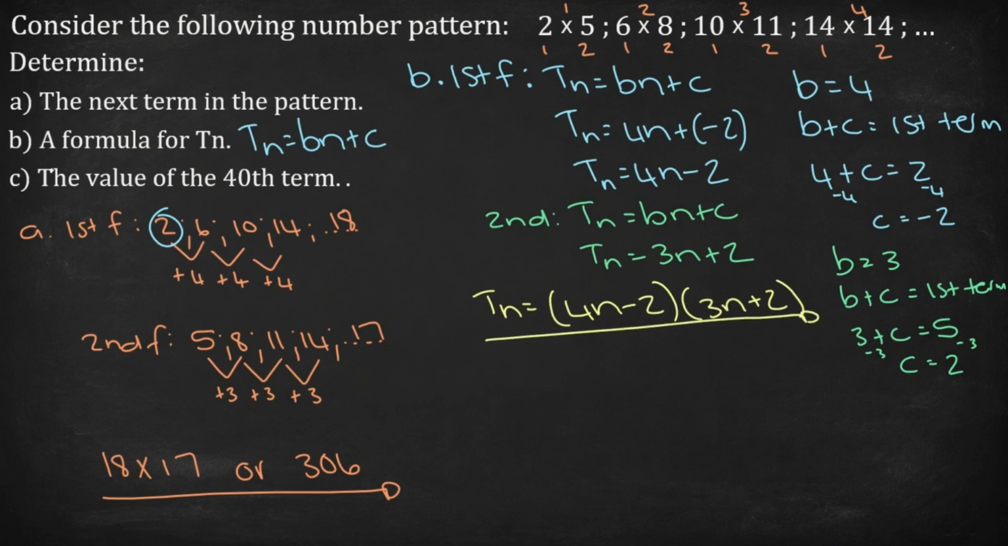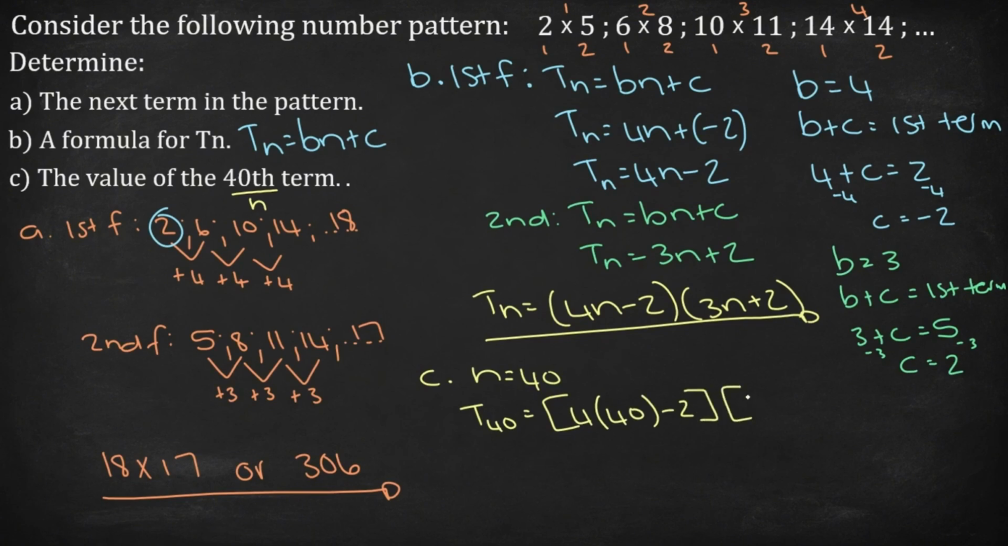Okay, part C says we have to determine the value of the 40th term. So we need to find the value of the term that is in the 40th position, and the position is represented by n. I'm going to write C and then n equals 40. And we are going to substitute this n equals 40 into the general term that we've calculated in the previous question. I'm going to write T40 equals, and let's add square brackets, 4, and now let's substitute 40 into n, minus 2, close the bracket, let's do the other one, 3 and 40 plus 2.